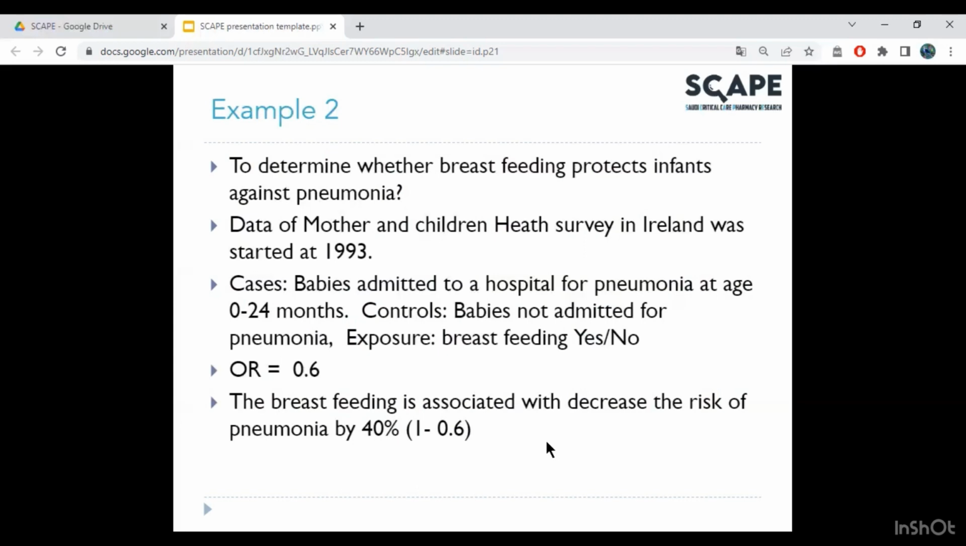I hope this interpretation of the odds ratio, which I made here, helps you to understand the numbers that you see in literature, because sometimes the interpretation is not very clear. So if you understand the concept, then you can make your own interpretation.